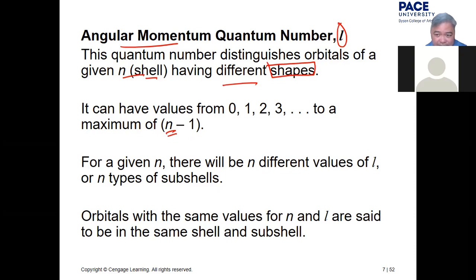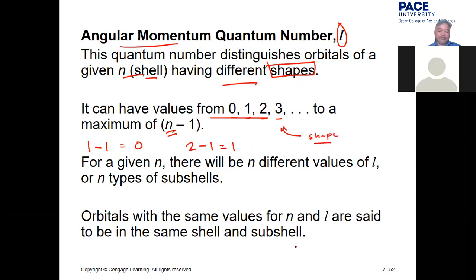If you have principal quantum number equals 1, then 1 minus 1 will give you an L value that equals 0. And if you have n equals 2, you have an angular momentum quantum number equals 1. Now, each of these values refers to shape.